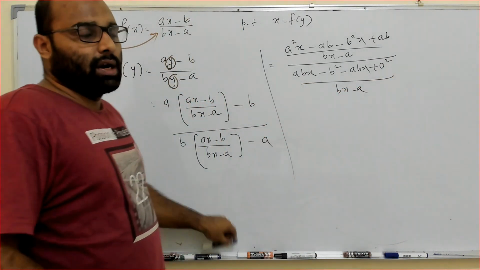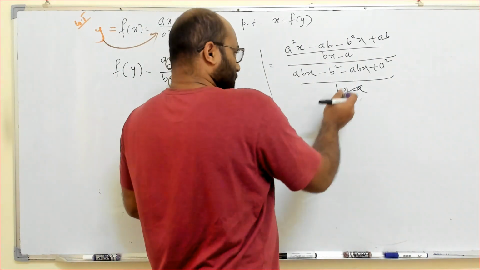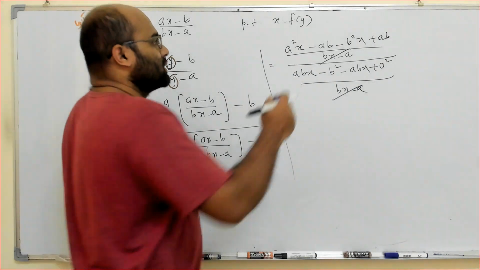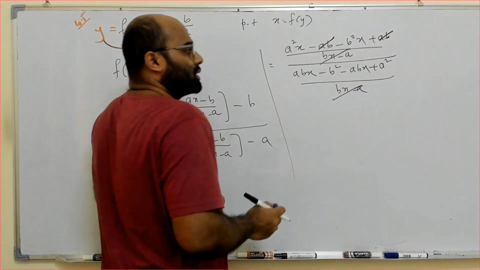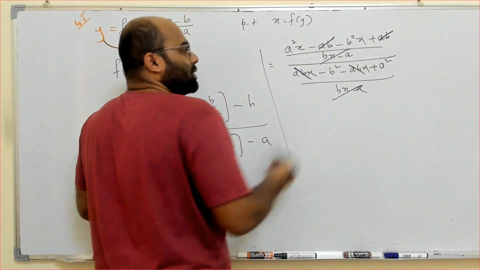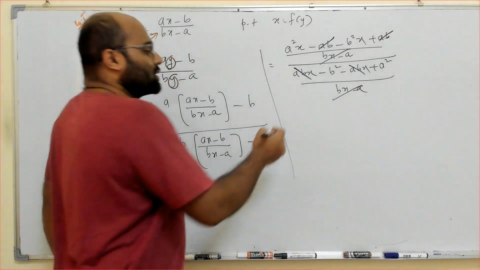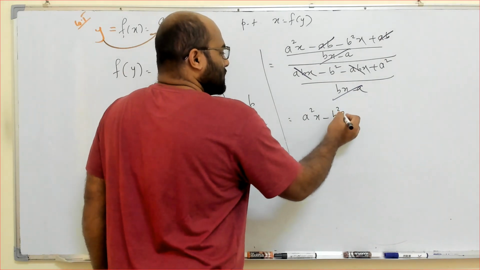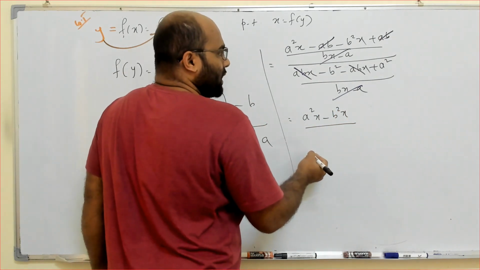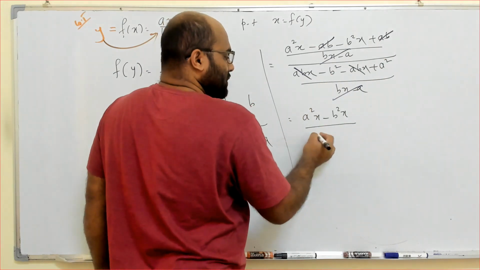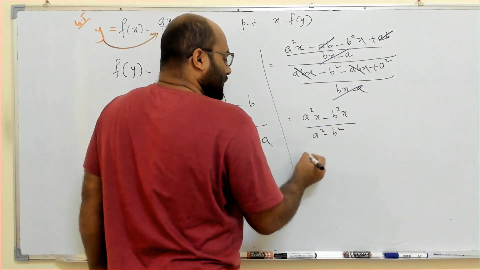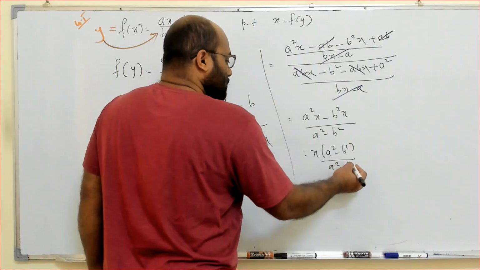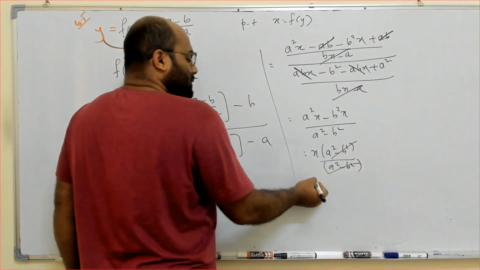So both the denominators we can cancel. bx minus a we can cancel. Now the numerator: minus ab plus ab cancelled. abx and minus abx are cancelled. The remaining thing is what? a square x minus b square x divided by the denominator, plus a square minus b square. So in the numerator we can take x outside. x into a square minus b square by a square minus b square. This and this cancelled, equal to x.